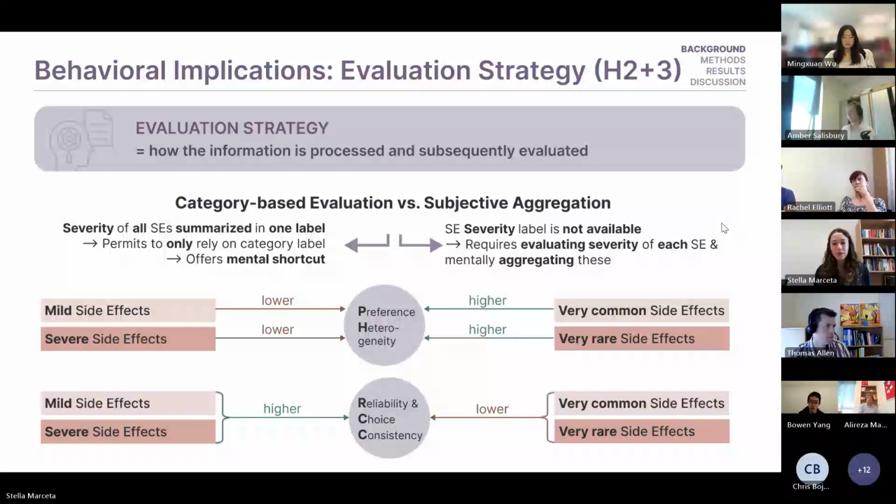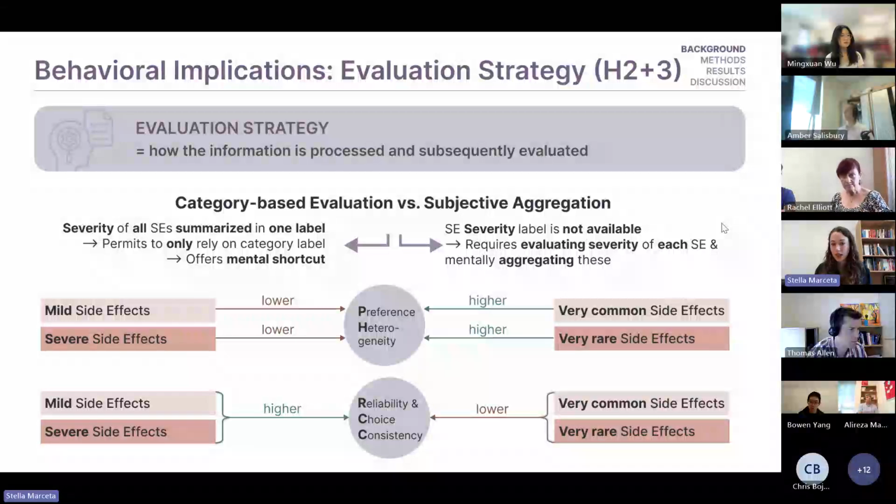If that is the case, two things might happen in the data. One is we might see more preference heterogeneity for these occurrence rate labels, because there's simply more subjectivity involved in judging how severe you find these side effects, which might drive variation in the preferences. On the other hand, what I just described is also a more complex process. In the other one, you have this mental shortcut that makes it easier to make a choice. So the reliability and the consistency of the choices might be lower when using these occurrence rate labels.